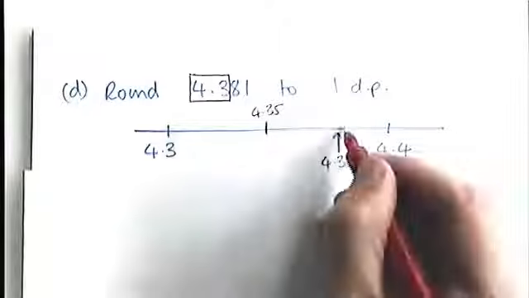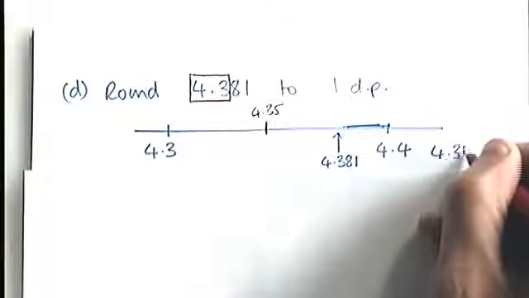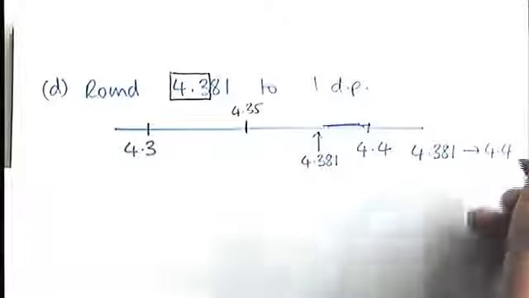So as you can see, that's closer to 4.4. So when I write my answer, I would say it rounds to 4.4.